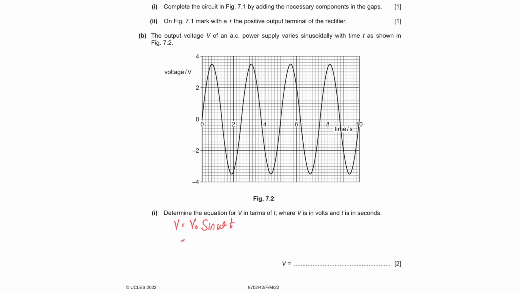We've got the value for V naught, which is 3.5. We need to figure out the value for omega. Omega is 2 pi over the time period. So 2 pi over the time period, which is 2.5 seconds. This here is 2.5. And that gives us 0.8 pi. So V equals 3.5 sine 0.8 pi t.